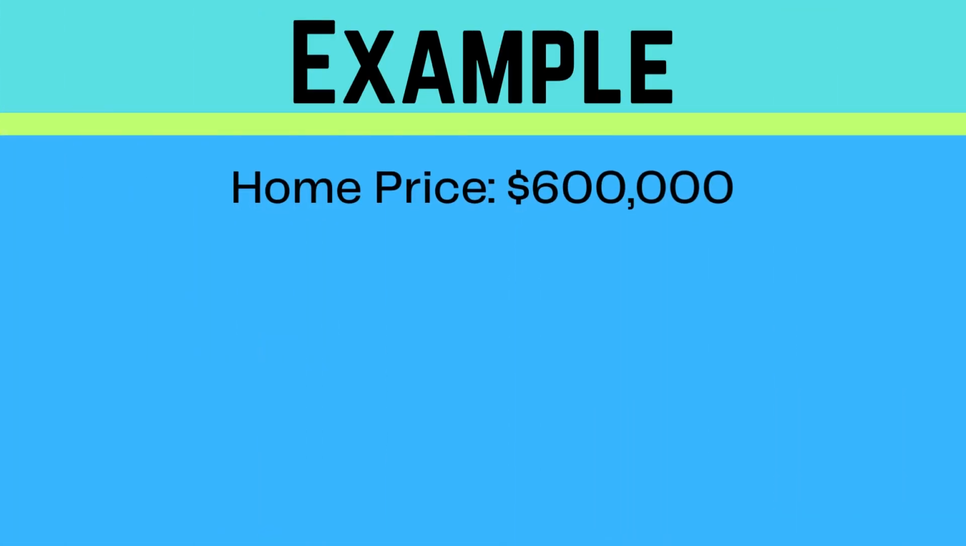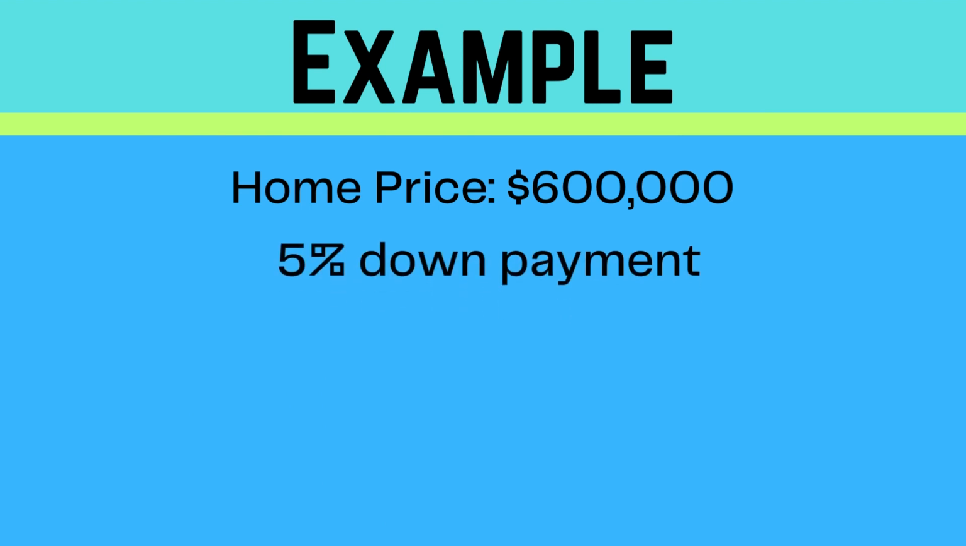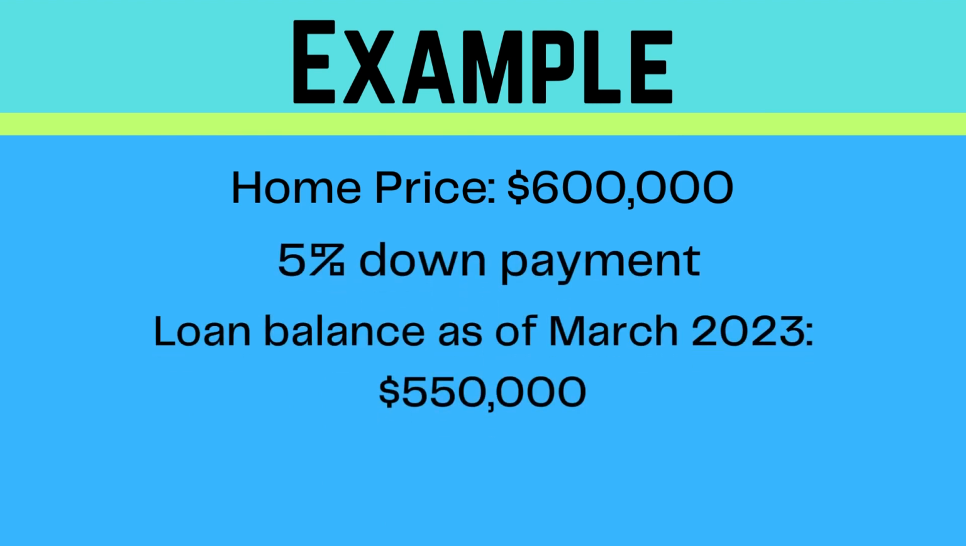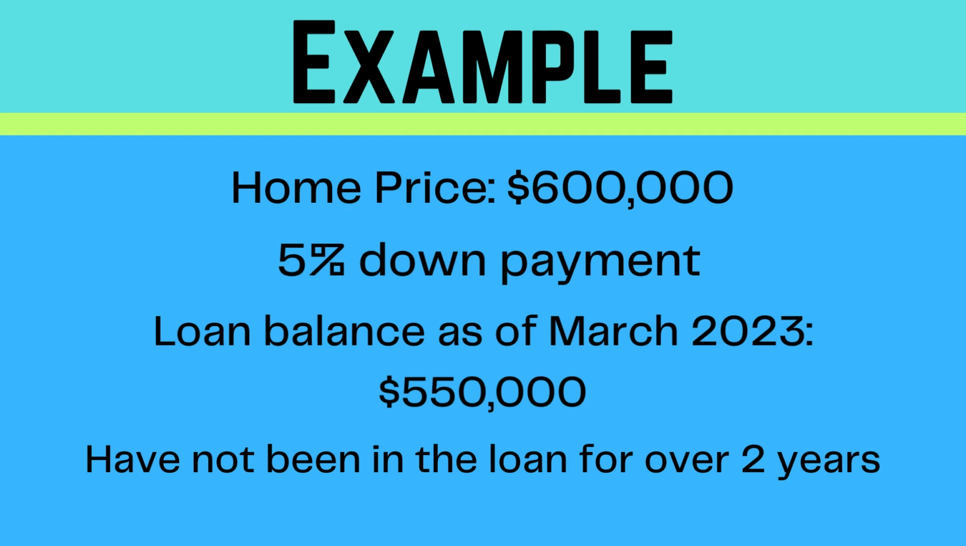So let's walk through an example on this last one just to put the numbers home here. Home purchase, $600,000, same 5% down payment. Loan balance March of 2023 is $550,000. So they've paid down $20,000 over the past little bit. And they haven't been in the loan for over 2 years.